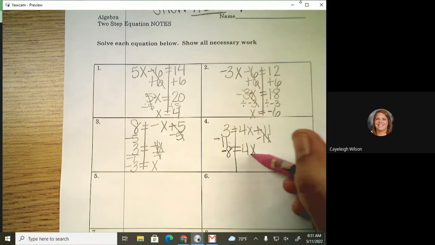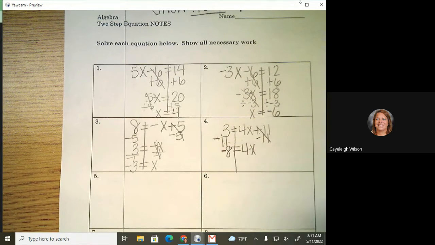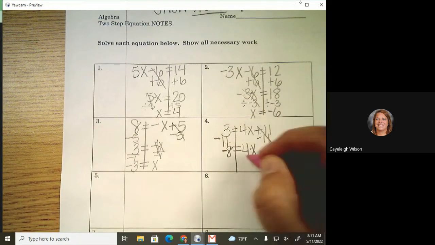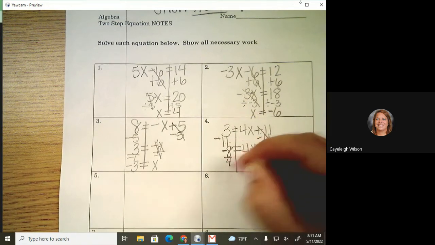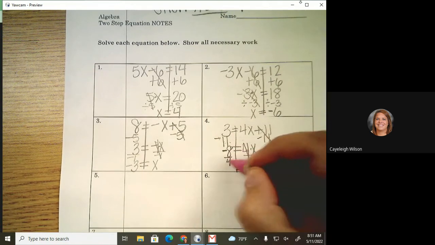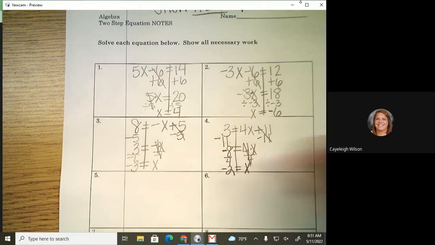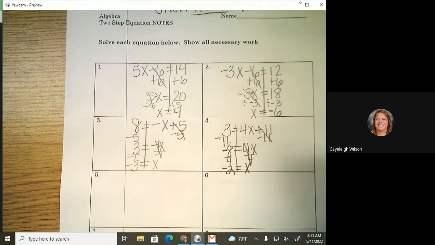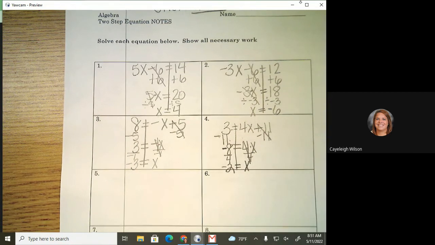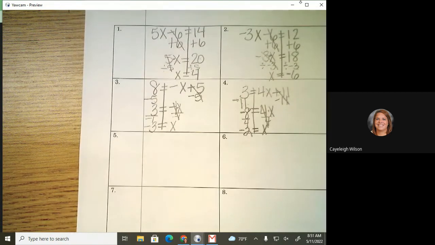And then I look here on the x side. This is 4x. There's nothing between them, so I know it's multiplication. So 4 times x, I'll divide by 4. 4 divided by 4 cancels out. And x equals negative 8 divided by 4. That's negative 2. And I can check: 4 times negative 2 is negative 8. And negative 8 plus 11. Those are different signs, subtract. 11 minus 8 is 3. 11's bigger, it's positive. So positive 3. All right, let's look at the next one.